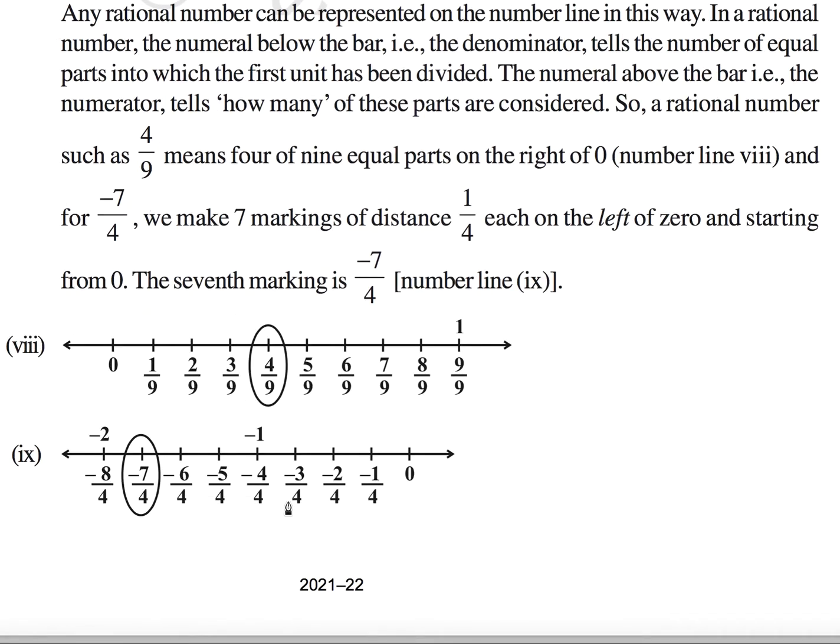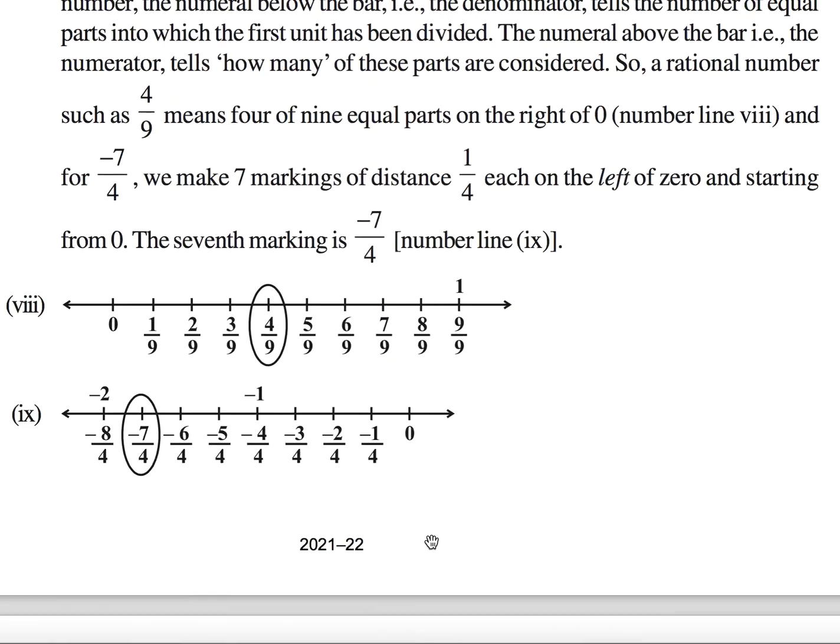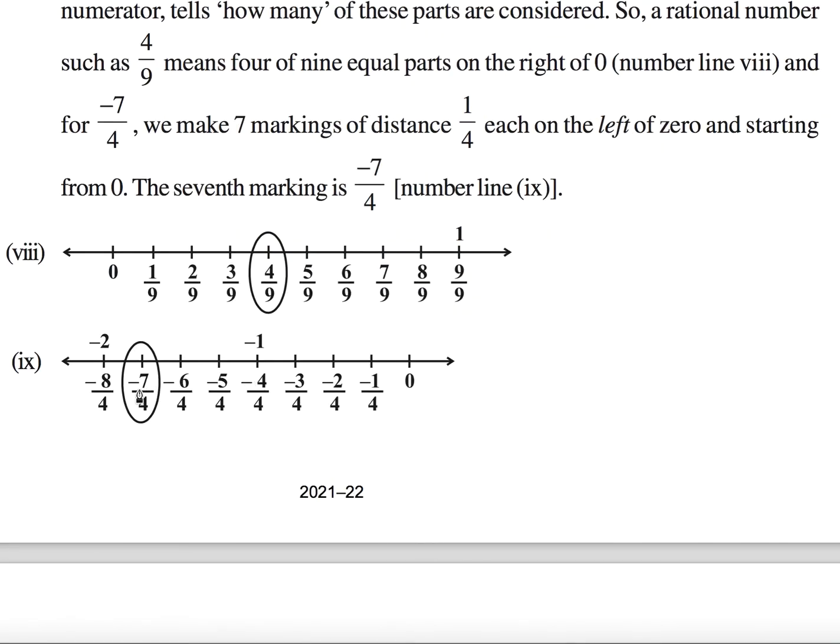What about -7 by 4? From 0 to -1, cut it into 4 pieces. Then this is going to be -4 by 4. You can find -7 by 4 between -1 and -2, again making 4 equal divisions. The seventh one is going to be your -7 by 4, or the third one after -1, the third one towards the left.